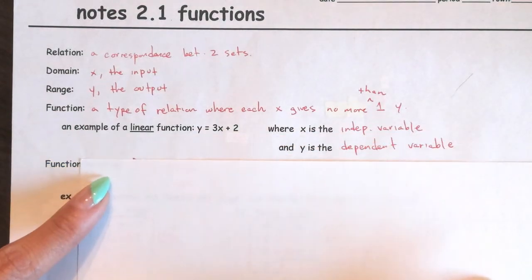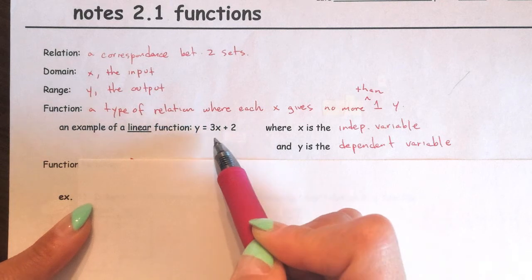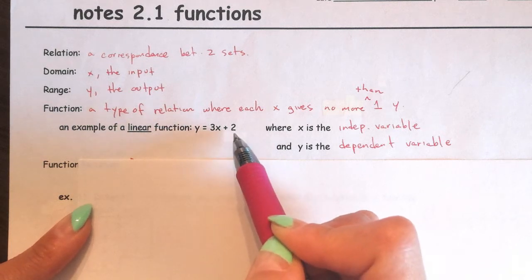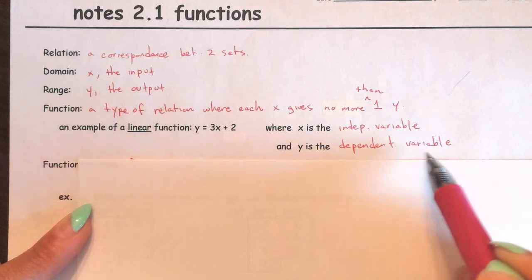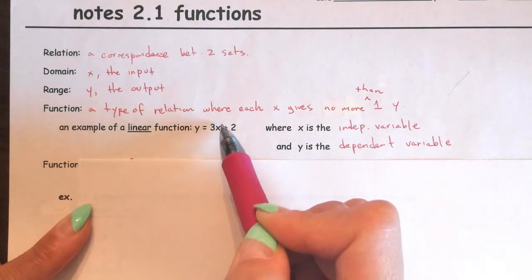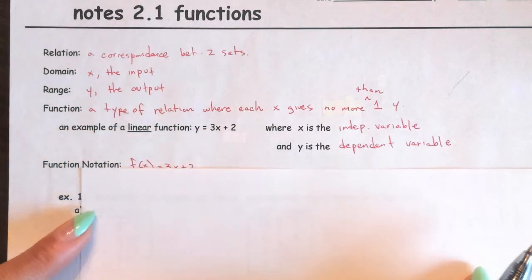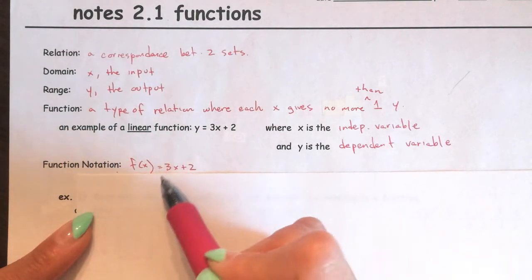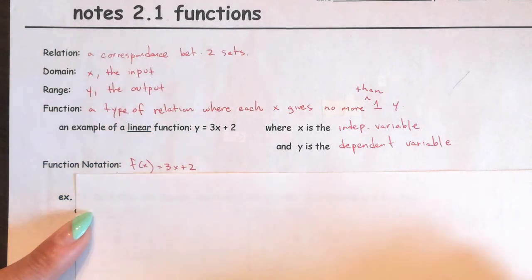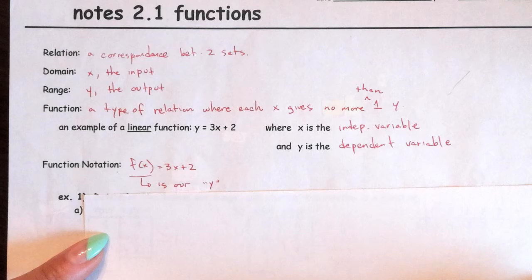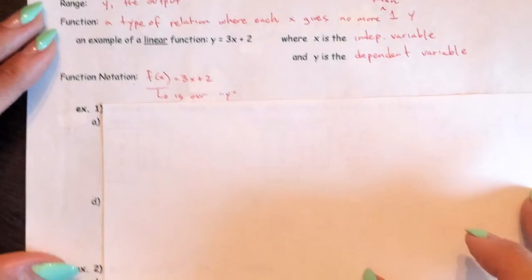An example of a linear function would be y equals 3x plus 2. You have a slope, you have a y-intercept, where x is the independent variable and y is dependent. X can be anything, and then y kind of depends on x, basically. Okay, function notation, you can see this written in function notation would be f of x equals, and then that's our y value, so a lot of stuff that we already know, okay?